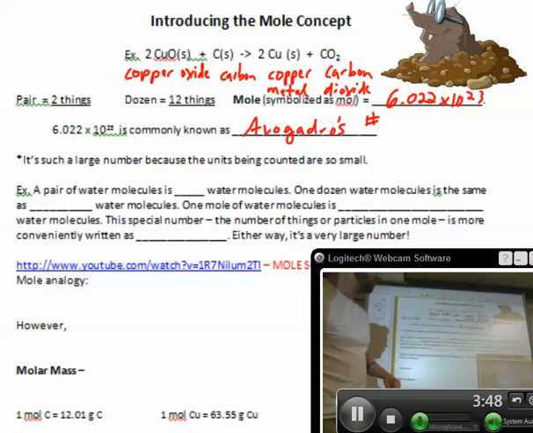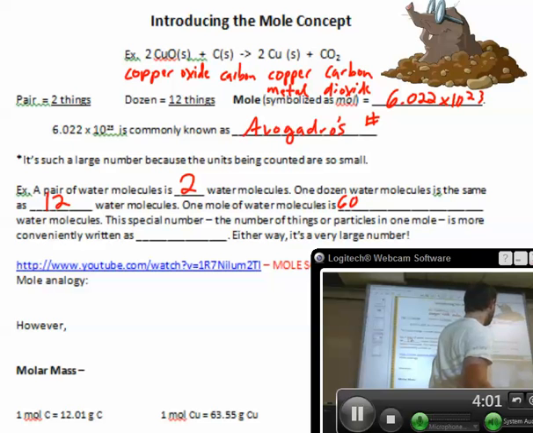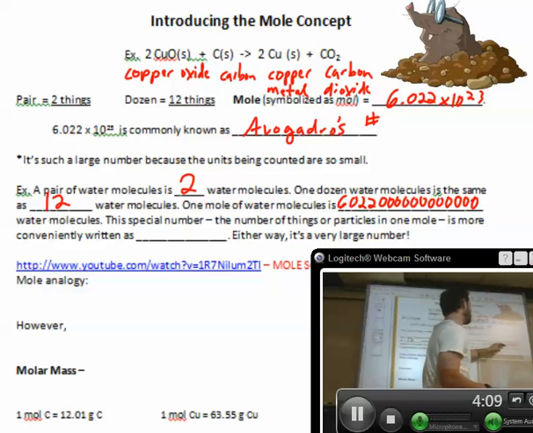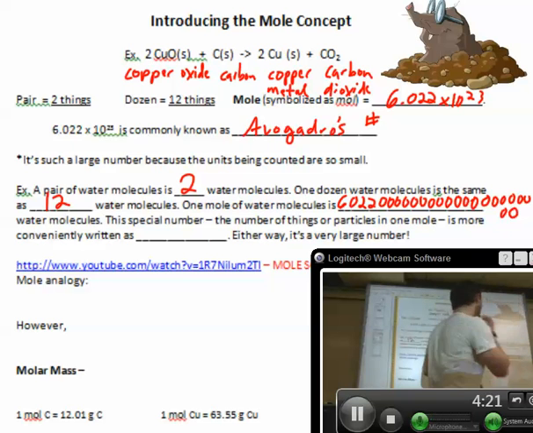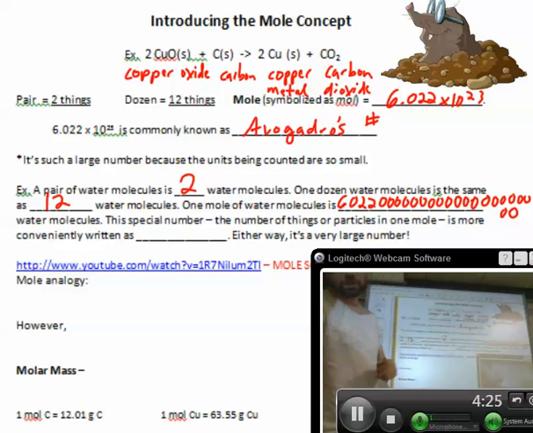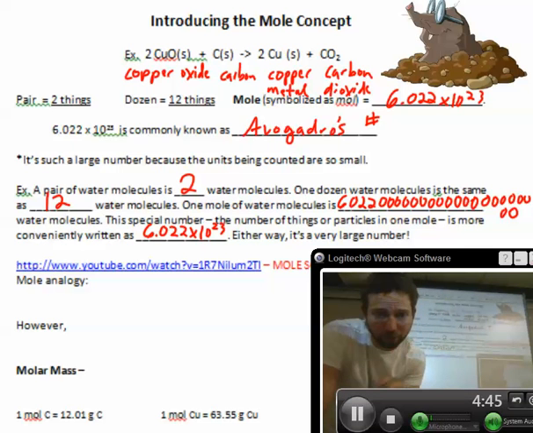A pair of water molecules is 2 water molecules. A dozen water molecules is 12. 1 mole of water molecules is 6.022 followed by 23 places. That's how many molecules of water are in a mole, okay? We don't typically write it like that. We write it in a convenient way, which is 6.022 times 10 to the 23rd. This is called scientific notation. So you would want to write it like that, okay?